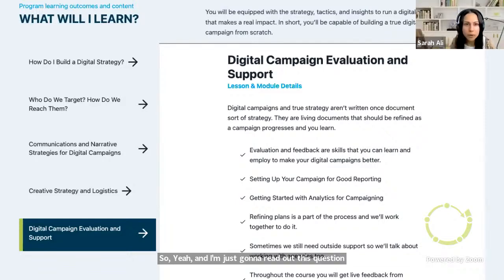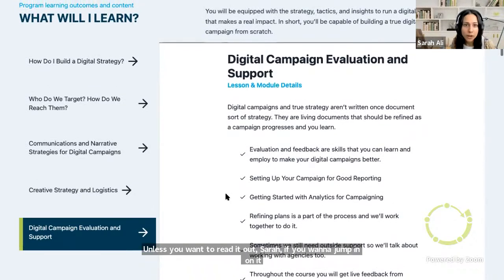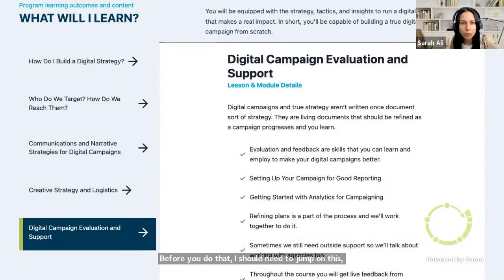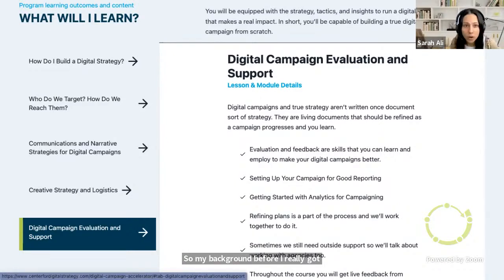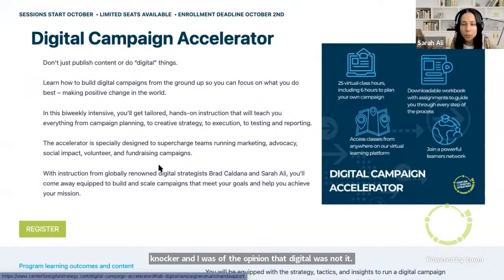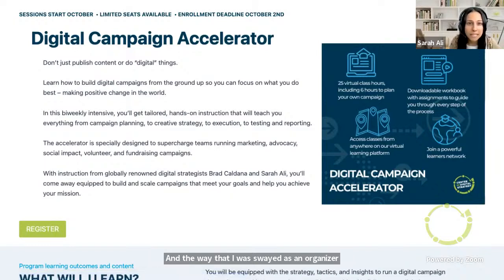Before you do that, I just wanted to jump on this digital organizing versus ground organizing question. So my background before I really got into digital was as a ground organizer, as a canvasser and a door knocker. And I was of the opinion that digital was not it, and that the real work happens on the ground in the face-to-face, one-on-one relationships that we build, especially, for example, in a tenant fight or a migrant worker justice fight, or any other campaign that requires you to build real relationships.